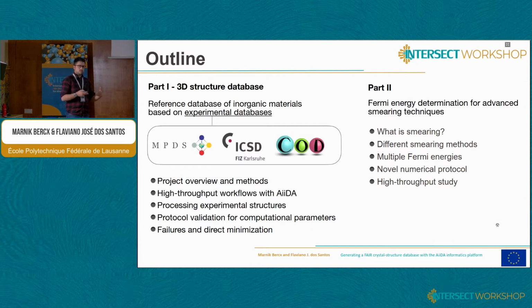And so in this first part, I'll be talking about, on the one hand, the project overview and the methods we're using. I'll be talking about the computational workflows which we have implemented in AiiDA. I'll also talk about how we process the experimental structures in order to import them into our database, and also talk about the protocols we use to run our calculations. And finally, I'll also, of course, talk a bit about the failures we encounter as we're running these workflows, and a new implementation of a method for improving the robustness of our workflows.